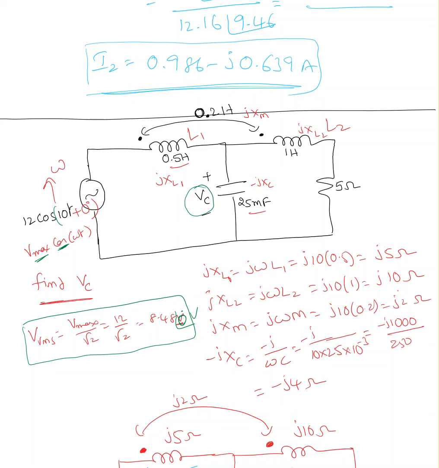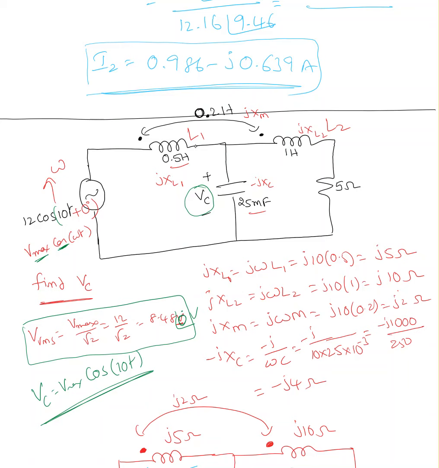Then in the answer, whenever we're finding VC, you're going to write VC equal to V max, whatever that value is, cos omega t. Omega is 10, so V max cos 10t. That's how we're going to write it down. If it is sine, I'm going to write V max sine 10t. So you don't need to convert sine into cos, cos into sine.